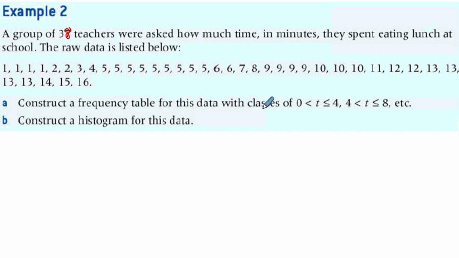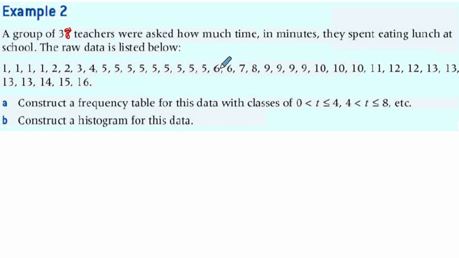Continuing on, in example 2 here, we have a group of 38 teachers. It says 37 in your packet, but if you count, there's actually 38. We're asked how much time in minutes they spent eating lunch at school. The raw data is listed below. Construct a frequency table for this data with classes, meaning subgroups, of 0 to 4 inclusive. So that first one we're going to count from 0 to 4, and then the next one goes from 4 to 8. We're going to include 8, but we're going to exclude 4.